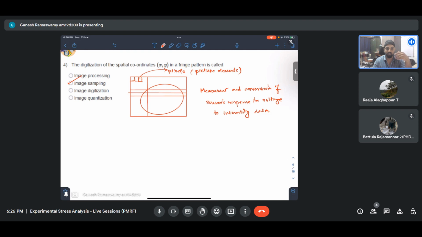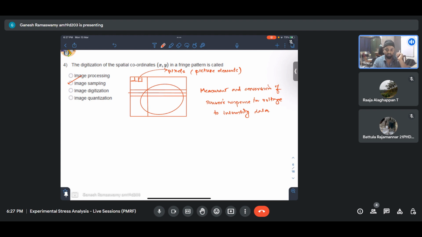Now the latest technology is called CMOS, where each and every pixel has its own circuitry and gives the instantaneous data. So that gives us more benefit in terms of image sampling and quantization.